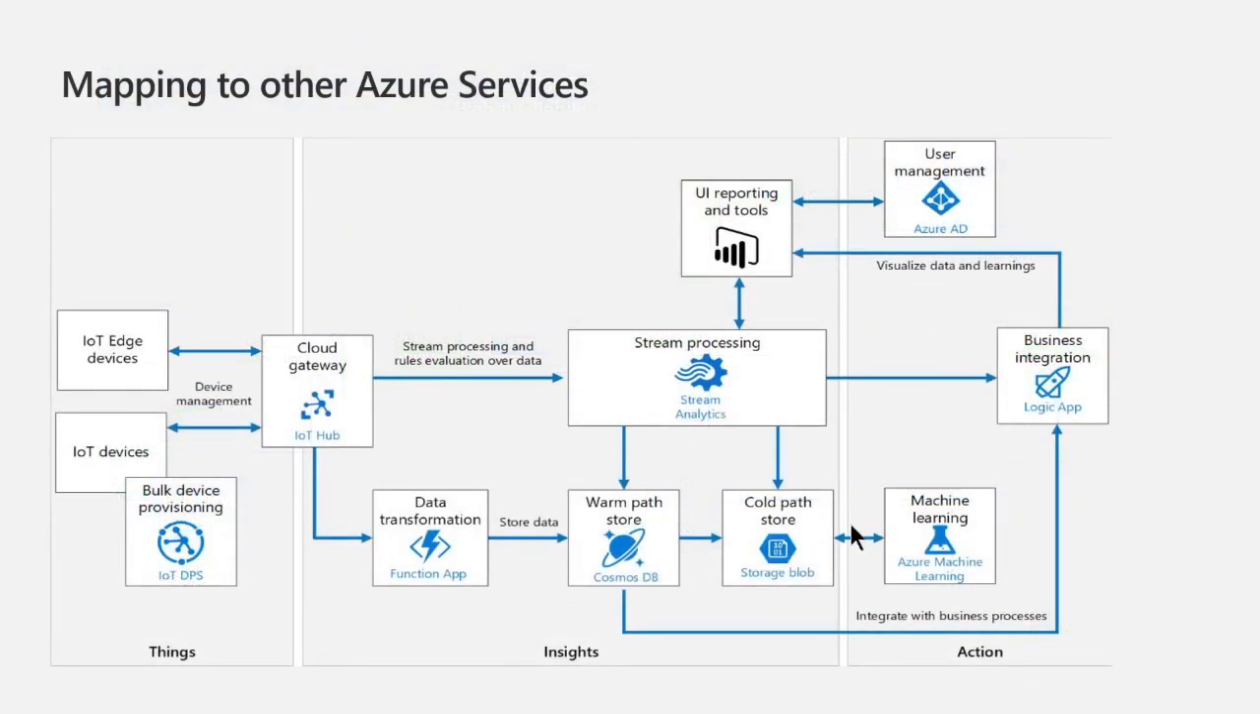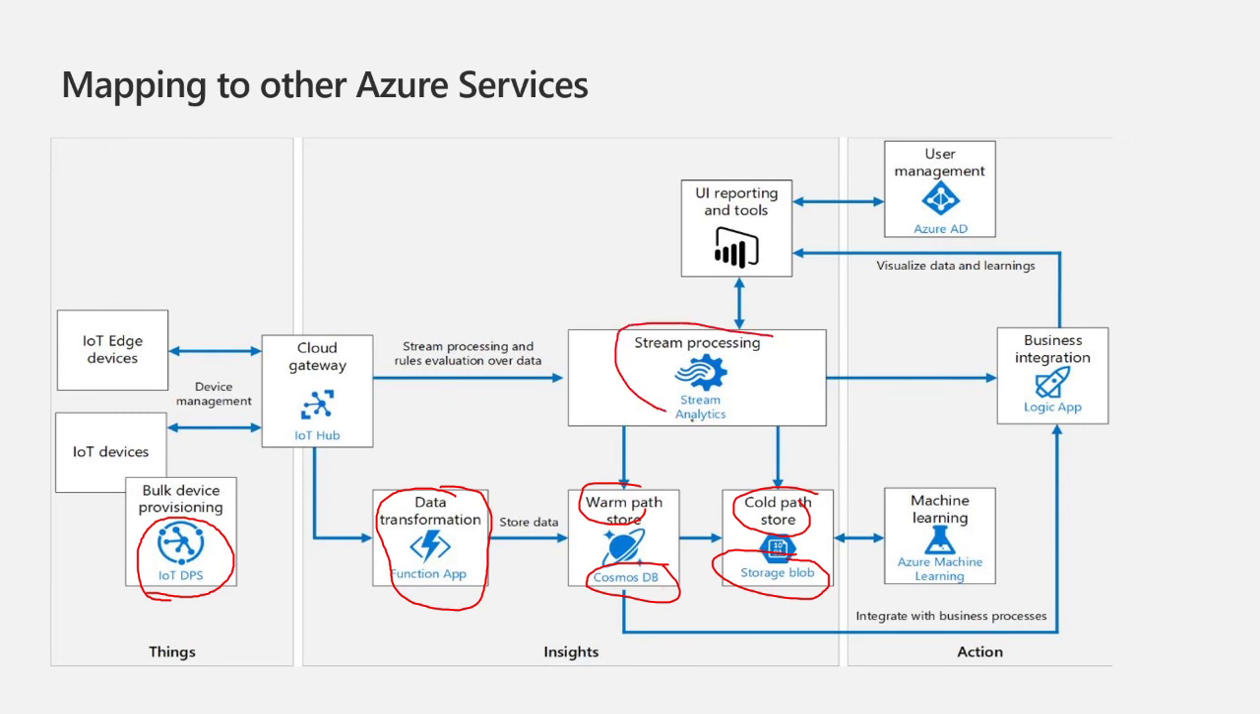And then we've got this mapping to Azure services in that reference architecture. If we look at some of these services here, you'll see for the bulk device provisioning, we've got the IoT Device Provisioning Service, or DPS. For the data transformation, we can use something like function apps. For the warm path store and for the cold path store, we can use something like Azure Blob Storage or Cosmos DB or SQL or something like that.